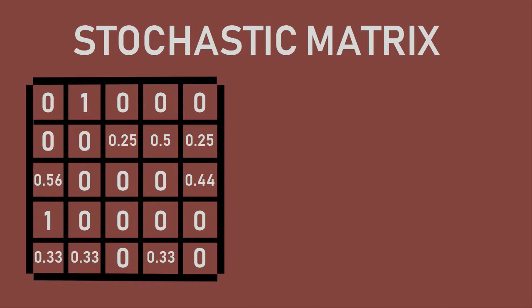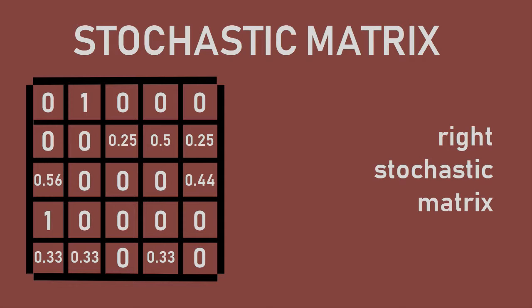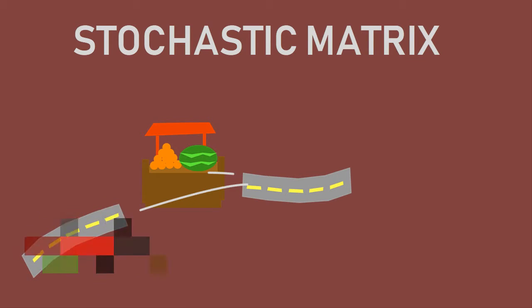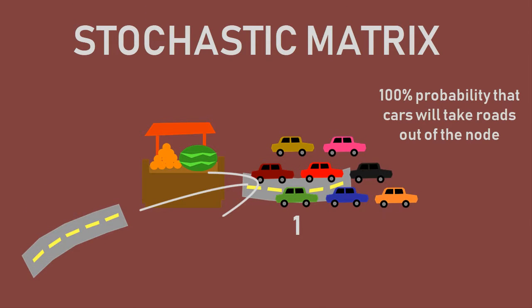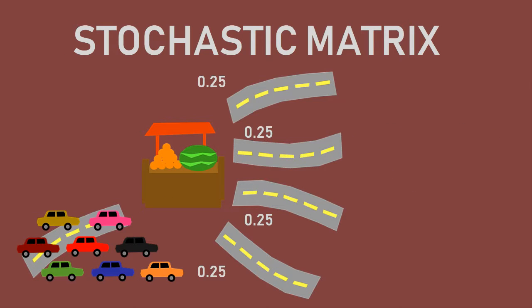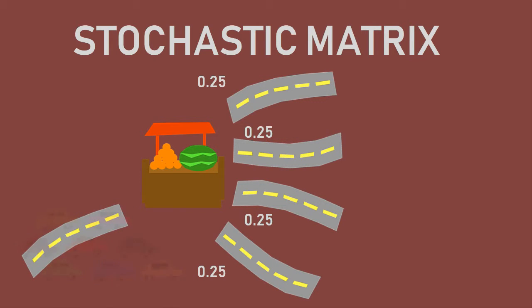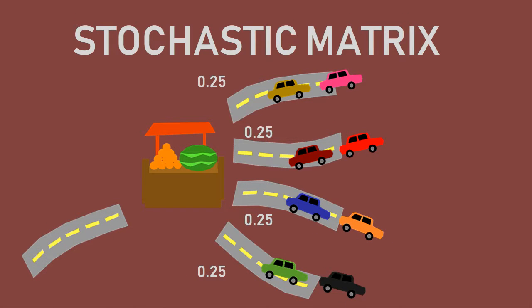Specifically, this option will generate a right stochastic matrix where the probabilities in each row sum up to 1. Since all cars that enter the node will have to leave it, 1, or 100%, is the probability of them leaving the node. When there are many roads in which they could exit the node through, the probability describes how likely they are to go through that road.